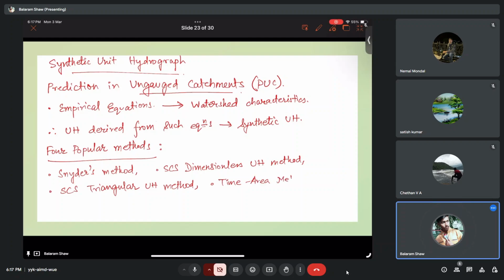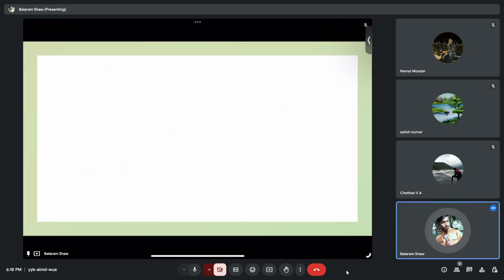All these methods have been explained in great detail in the lectures, so I'll not go into much detail, but I'll touch upon them and mainly focus on the assignment questions. Starting with the first method, Snyder's method, it is called that because it was given by Snyder. He developed a parametric unit hydrograph and called it the standard unit hydrograph.